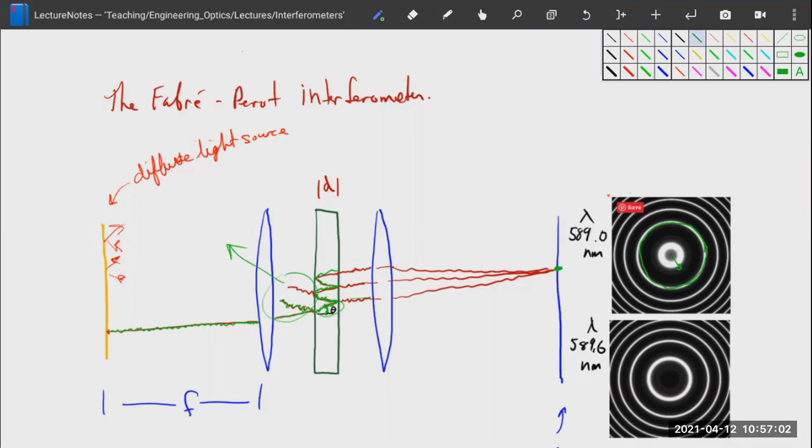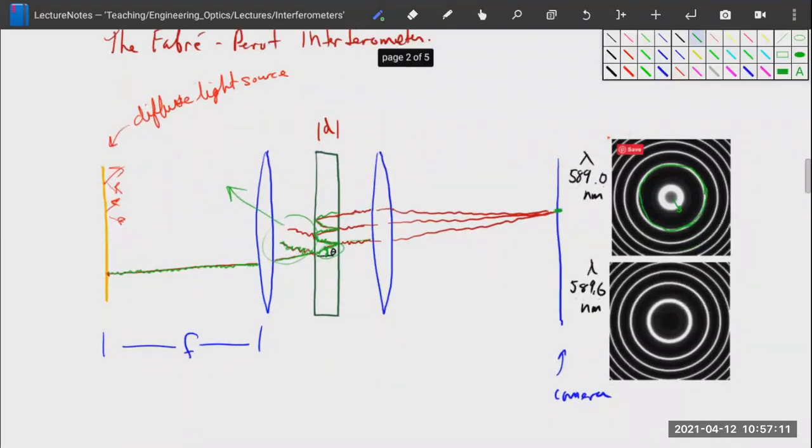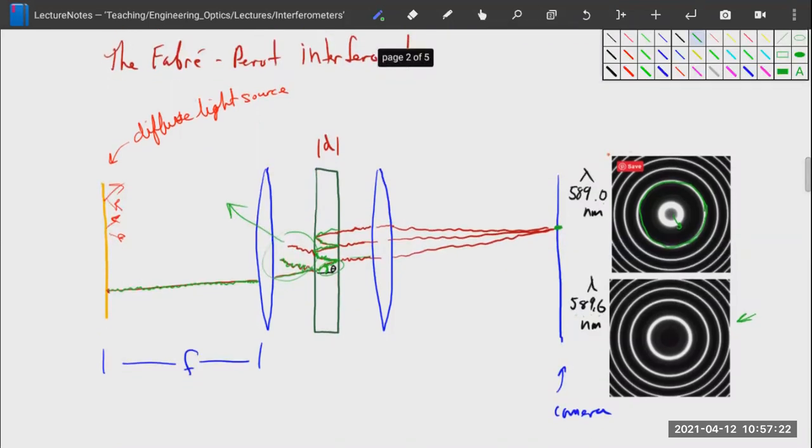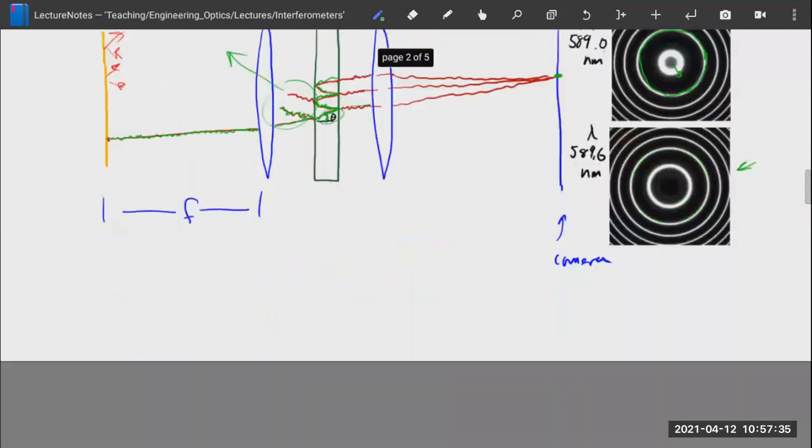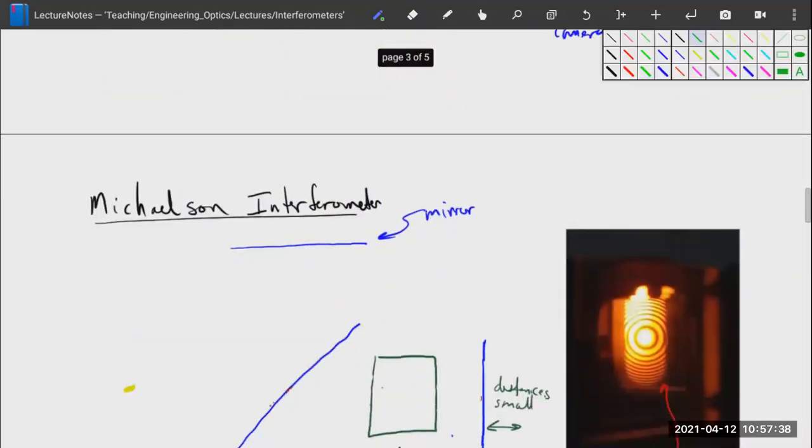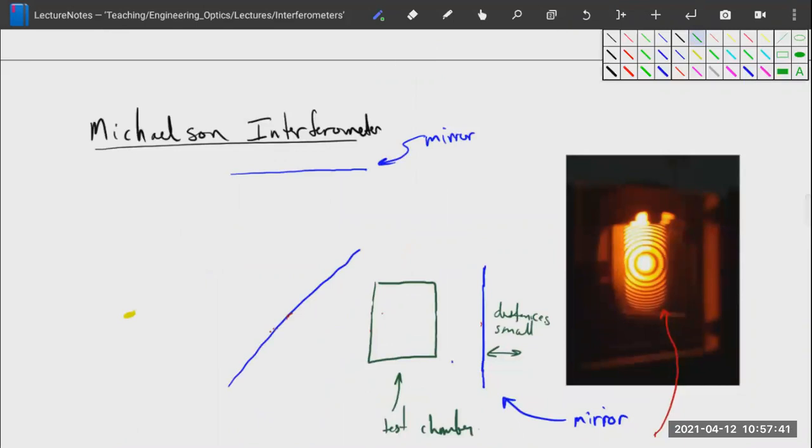And so even a small change in wavelength, this is 589.0 nanometers, and this is 589.6. We're talking about a 0.6 nanometer difference in wavelength. We get a dramatic change in the appearance of our interference fringes. This is a lot more efficient than the diffraction grating in terms of light efficiency. And these are used all over the place to very accurately separate out different wavelengths and measure them. Fabry Perot interferometers, very good for measuring the wavelengths of light.